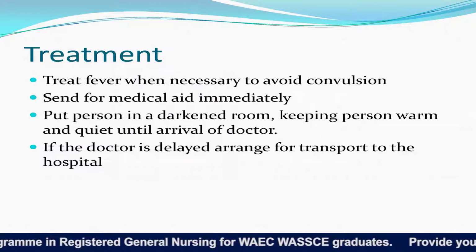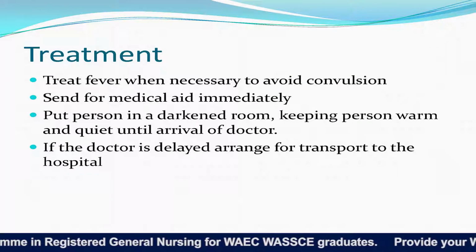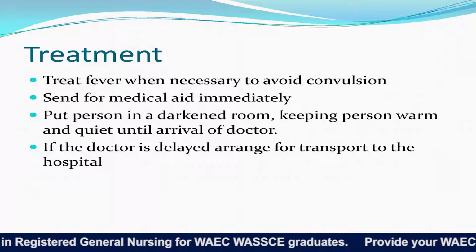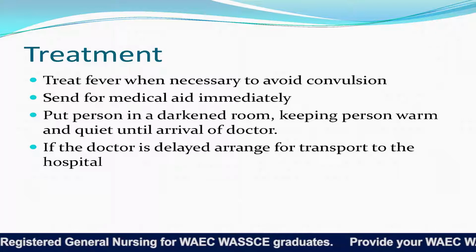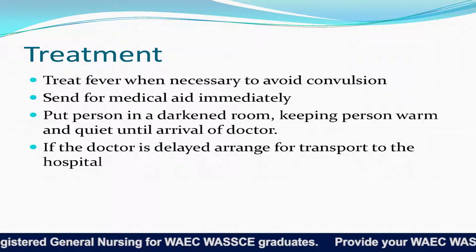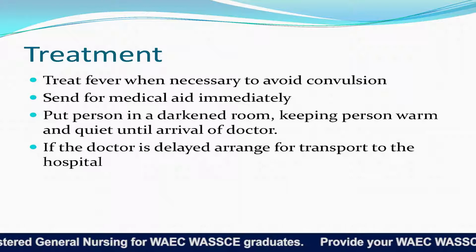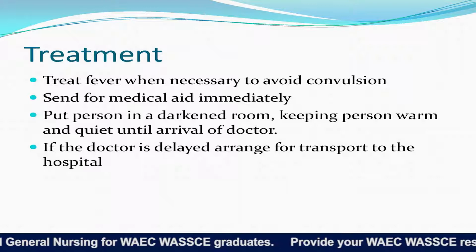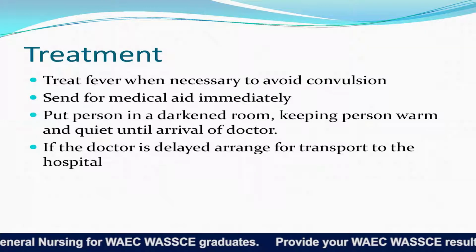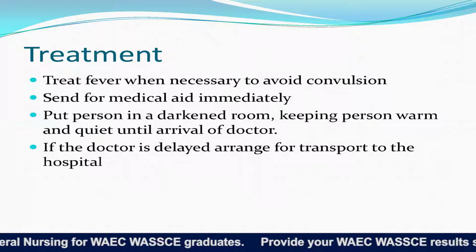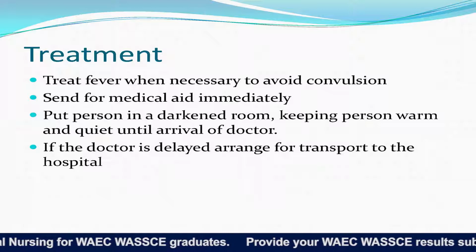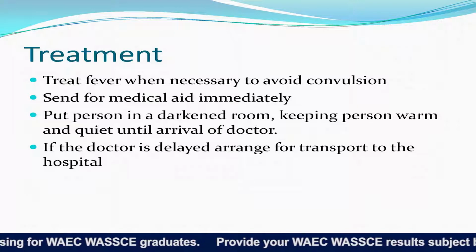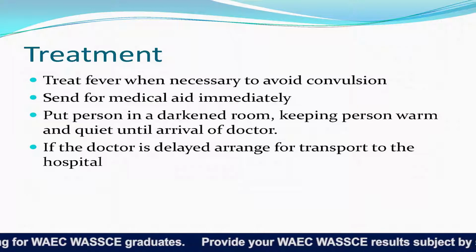Treatment: treat fever when necessary to avoid convulsion. So if the uraemia presents itself with fever, you need to manage the fever so that it doesn't go into convulsion. And then you have to send the person for medical aid immediately. Put the person in a dark room, because one of the signs and symptoms is photophobia. So you need to put the individual in a dark room, keep the person warm and quiet until the doctor arrives. If the doctor delays, you send the individual to the hospital.